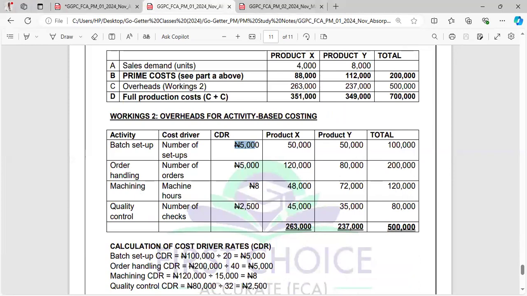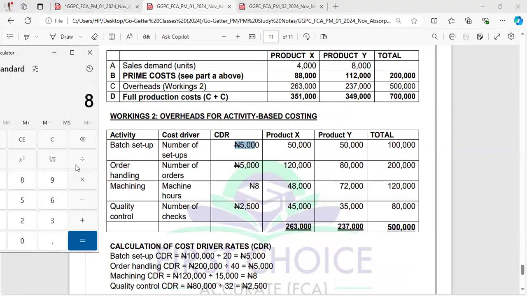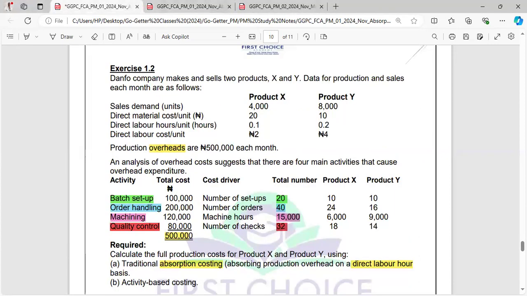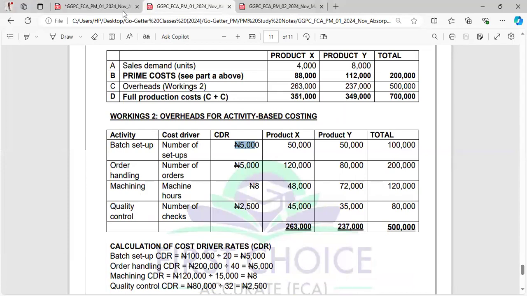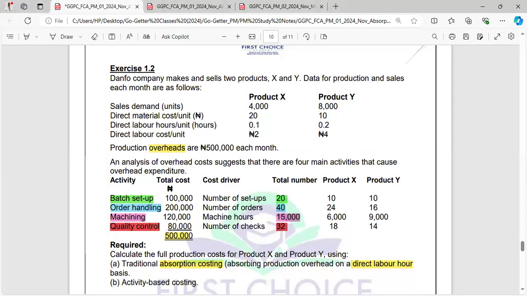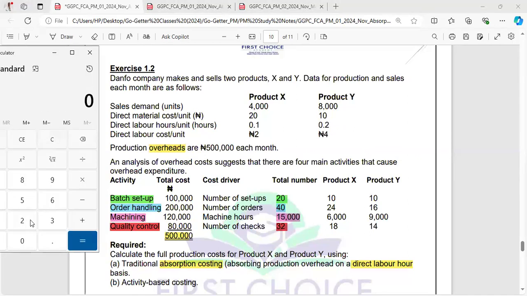We go to machine. Machine, we had 8 naira. And what do we do with the 8 naira? 8 naira multiplied by 6,000. That's 48,000. And 8 multiplied by 9,000, that's 72. That's the 72 we got here. And the last one here, we had 2,500 multiplied by 32. We have our 80,000.